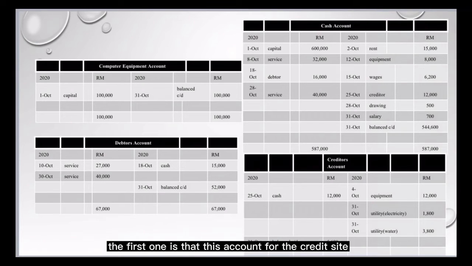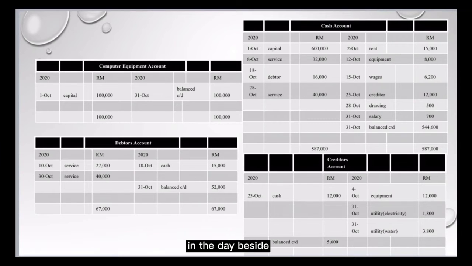For the credit side, 18 October cash 15,000. For the cash account, in the debit side, 18 October debtors 15,000. The next date is 25th October 2020. The first one is creditors account. For the debit side, 25th October cash 12,000.